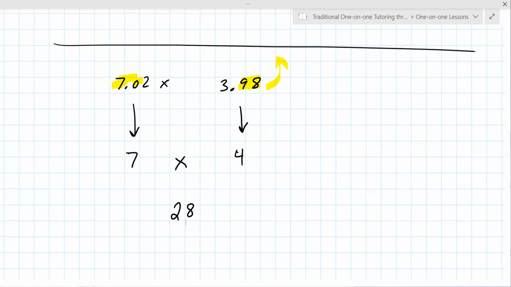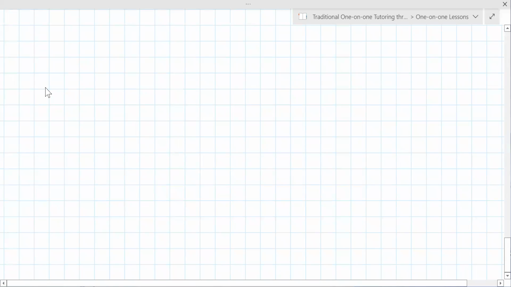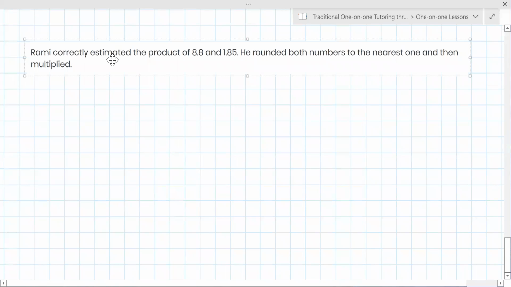Okay, let's try another one here. Rami correctly estimated the product of 8.8 and 1.85. He rounded both numbers to the nearest ones place, and then multiplied. So you have to look at 8.8 and 1.85, and you want to round to the nearest ones place. Can you tell me what 8.8 might round to?